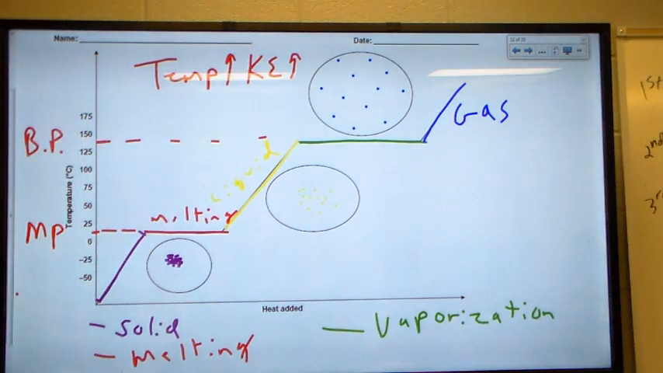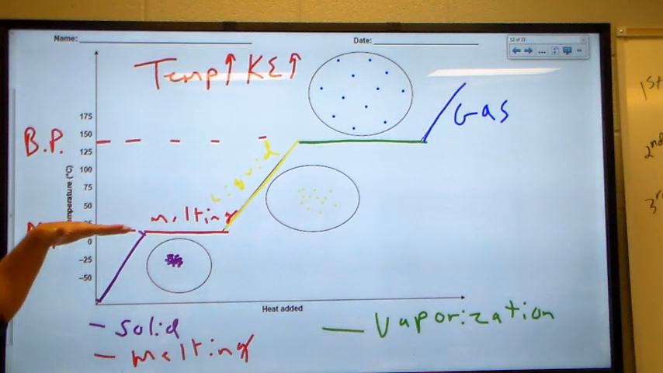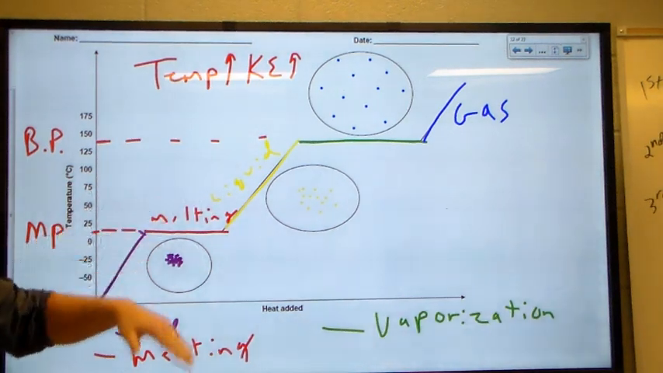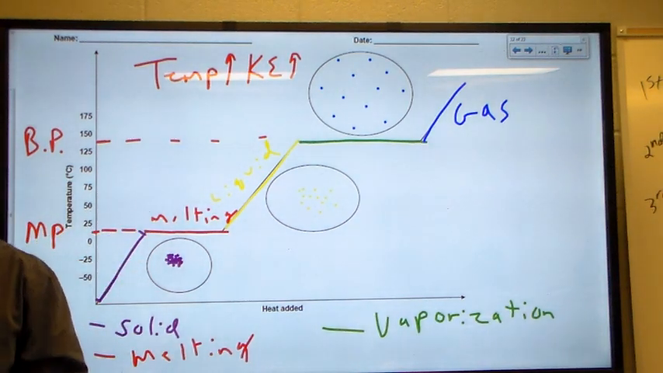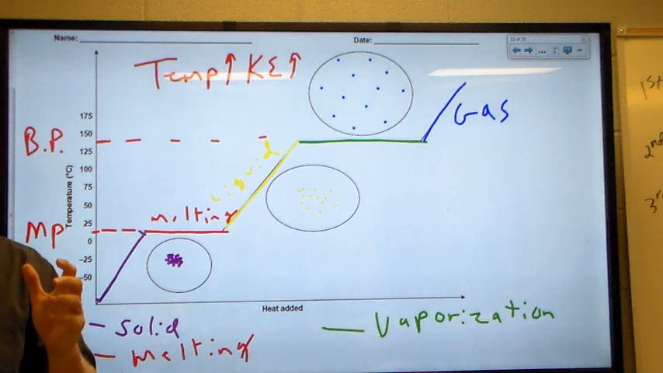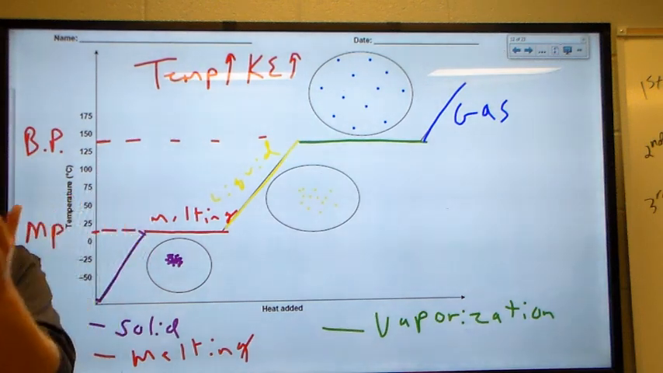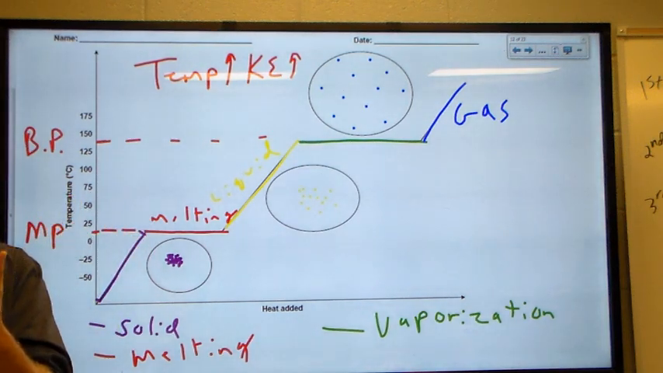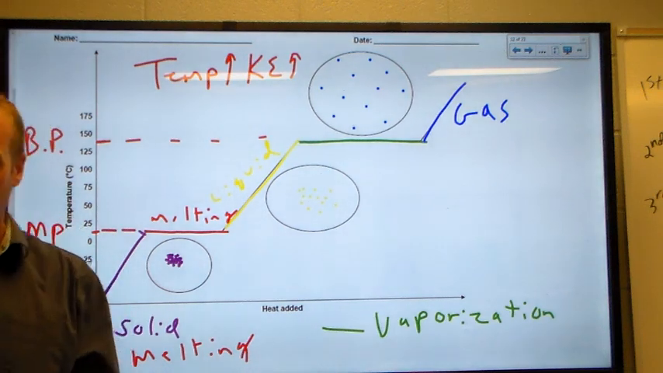So the answer to this, and most students miss it on the test, I say explain why the temperature remains constant in those two regions on this graph. The answer is the molecules must absorb and store up all the energy possible in the surroundings as potential energy in order to break away from their intermolecular forces.